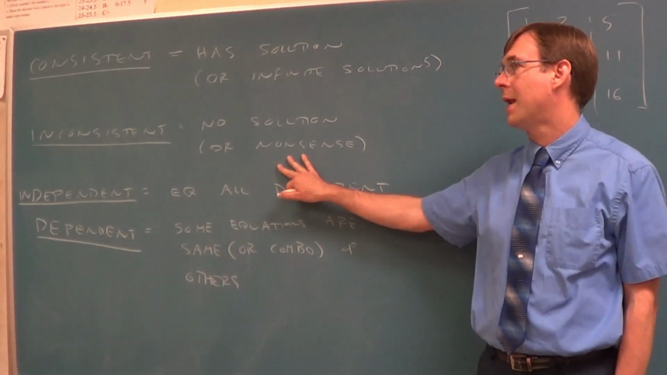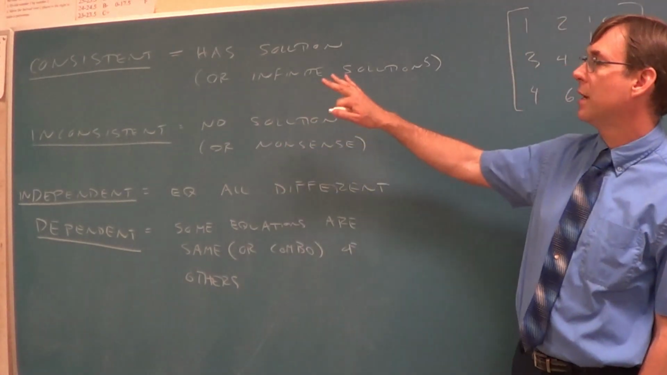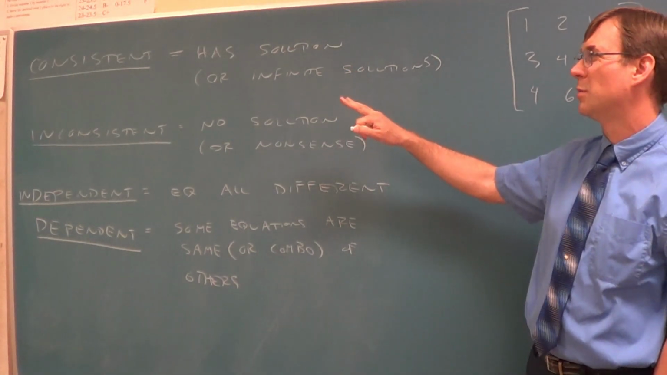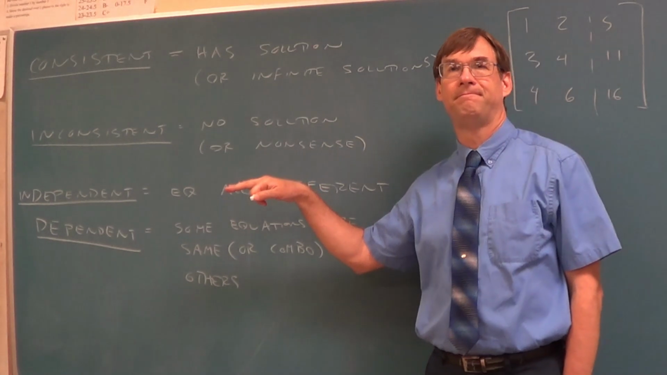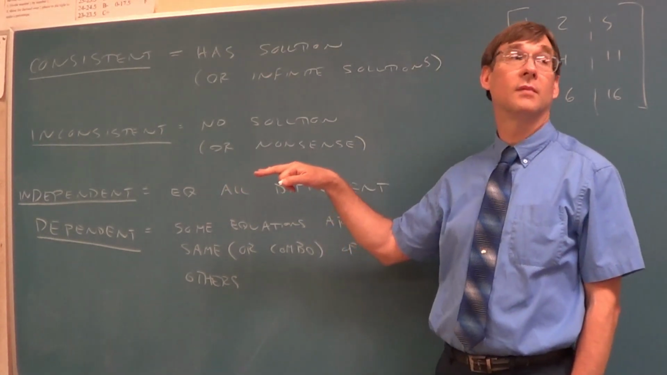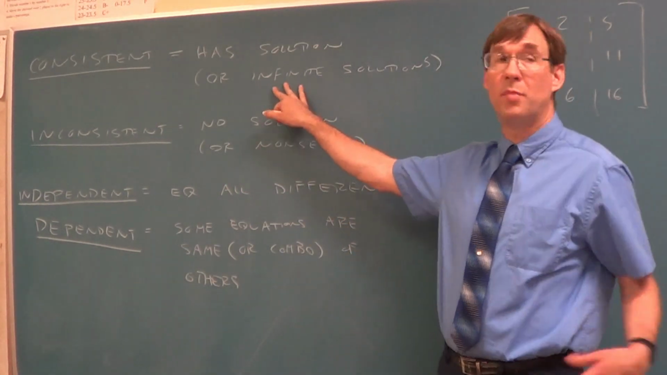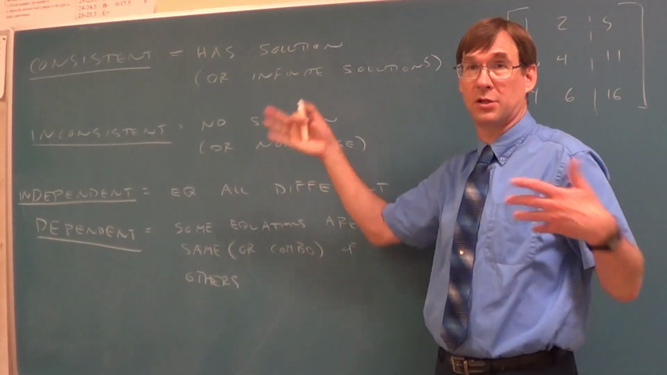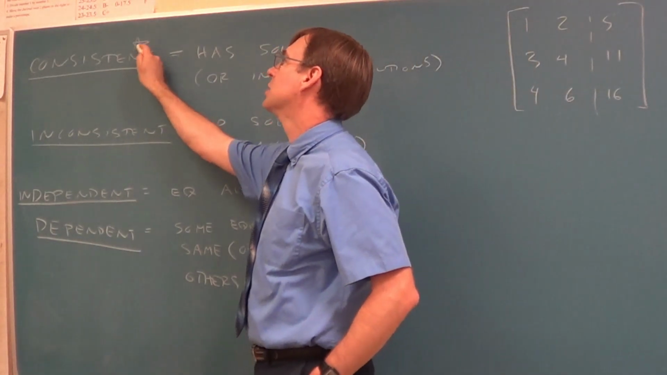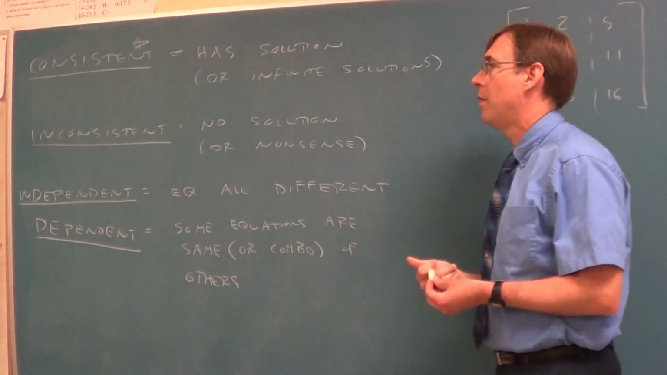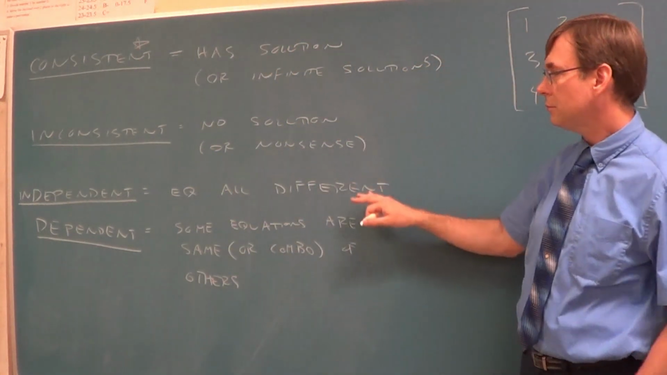Like it can't happen. To this point of the year, have all of your systems been consistent or inconsistent? Consistent. Everything I've given you, you've been able to solve it and get answers like x is 2, y is 3, or whatever the answers might be. Everything till today has been consistent. Some of the stuff on the board is going to be inconsistent.